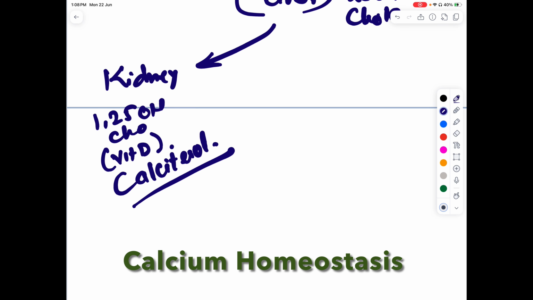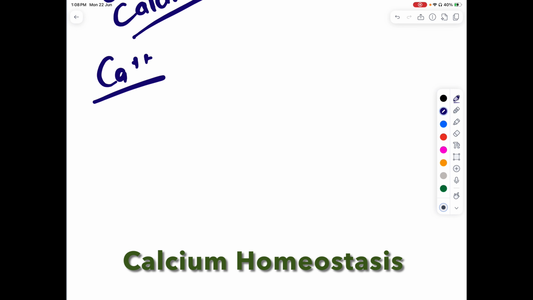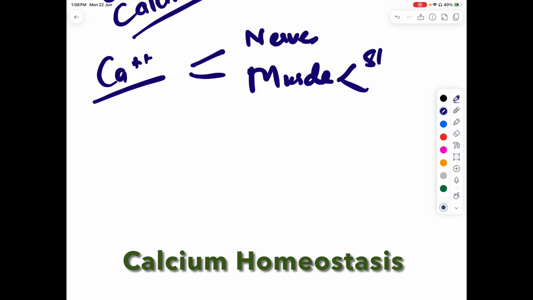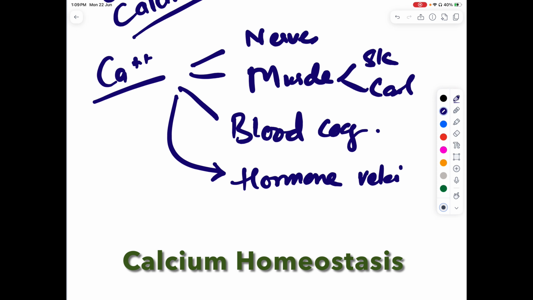What is the role of free and ionized calcium? What does calcium do? It has action on nerves, muscles, both skeletal and cardiac, blood coagulation cofactors, and hormone release, such as insulin secretion, parathormone and all that.